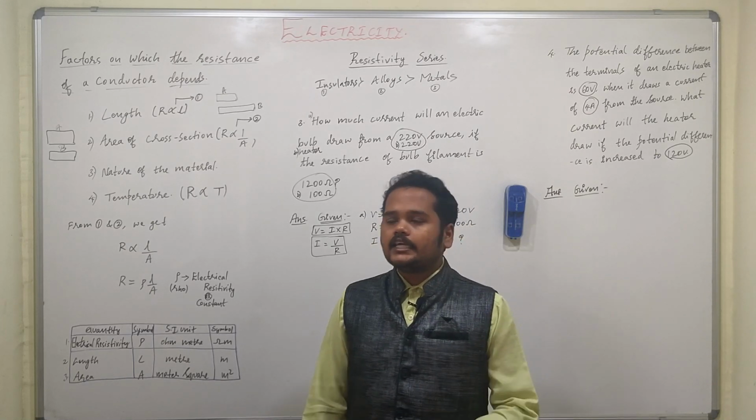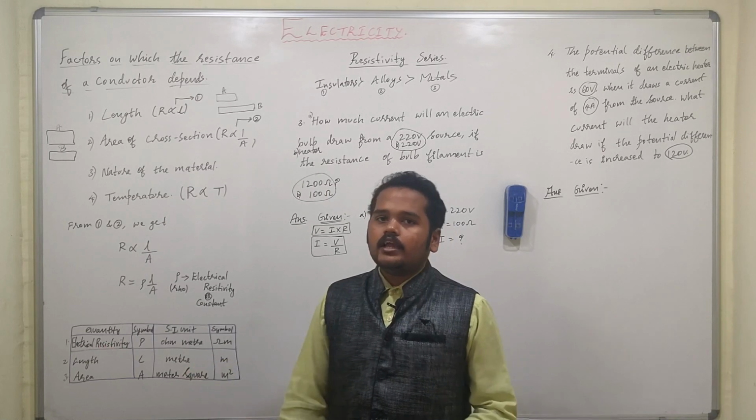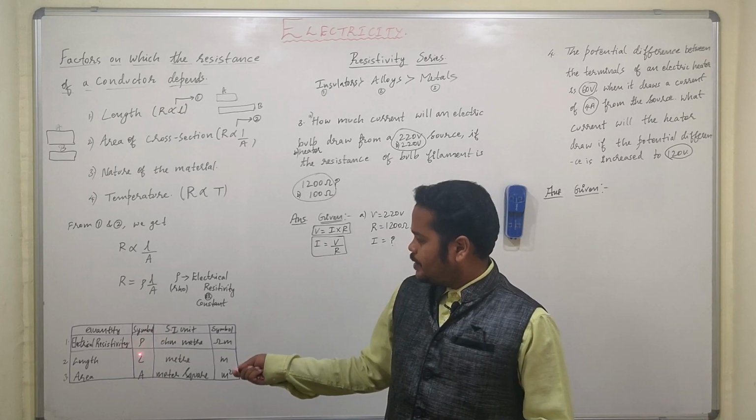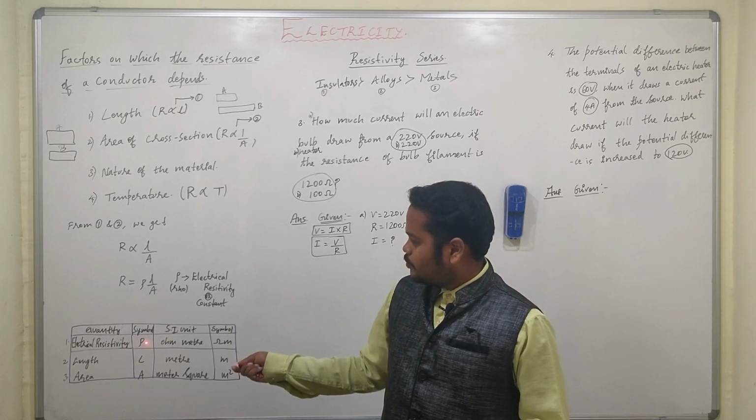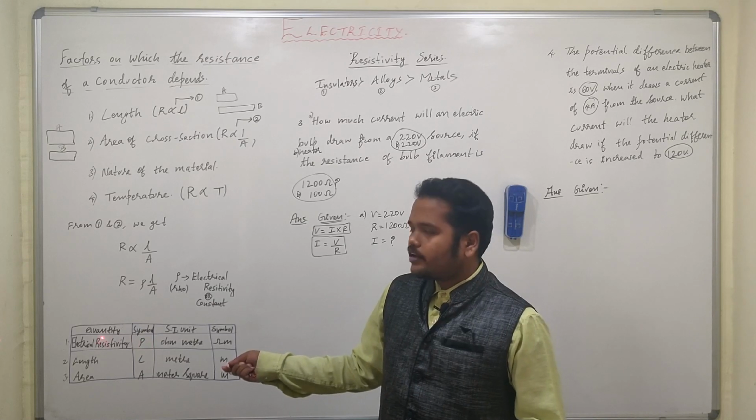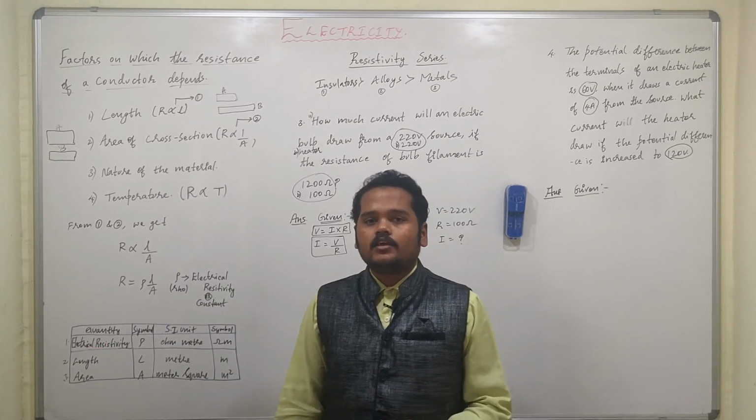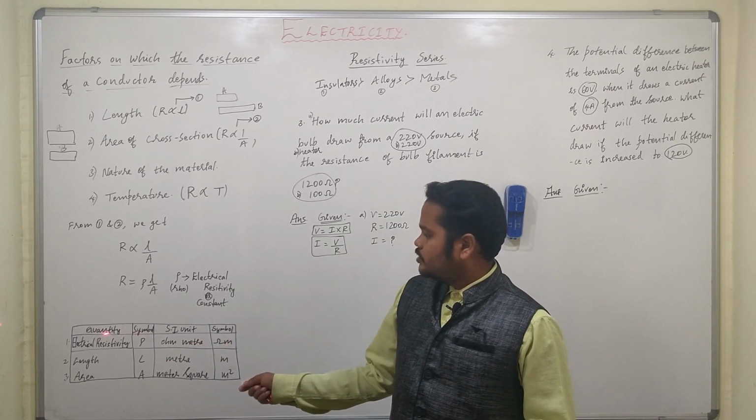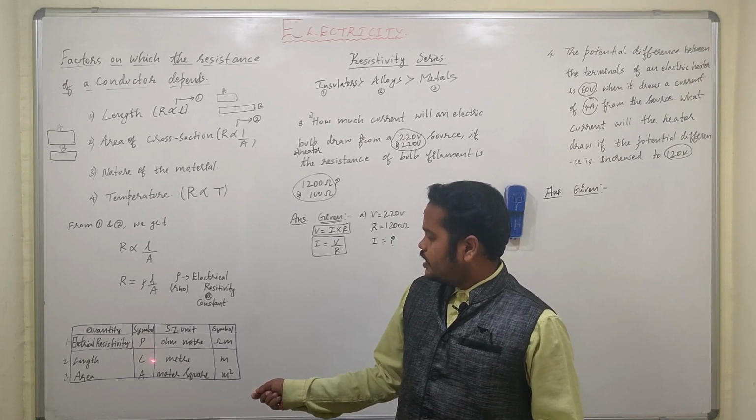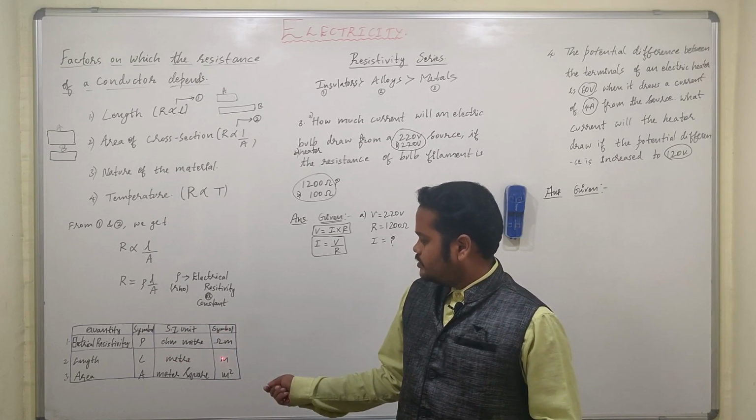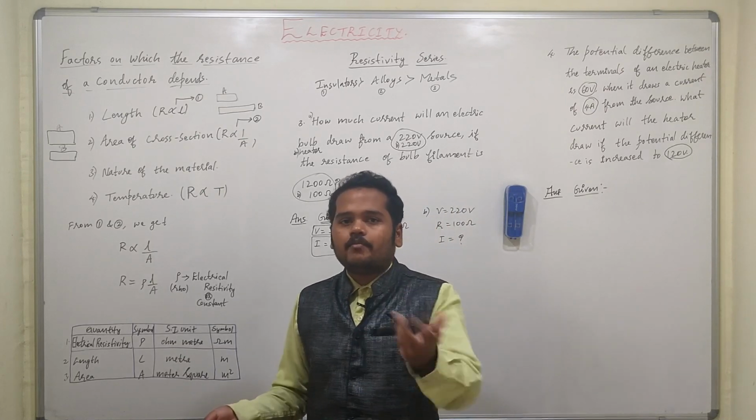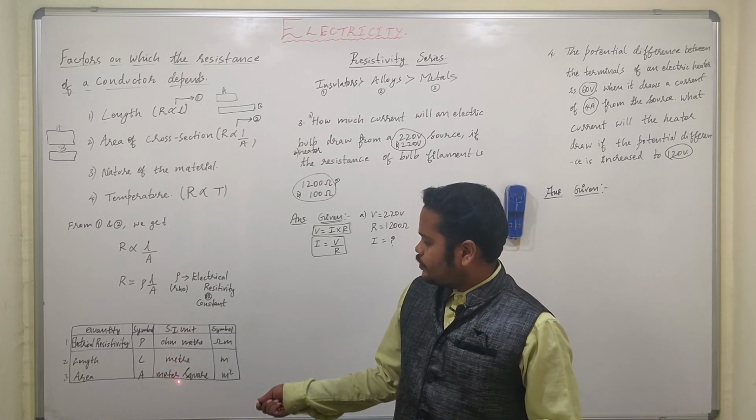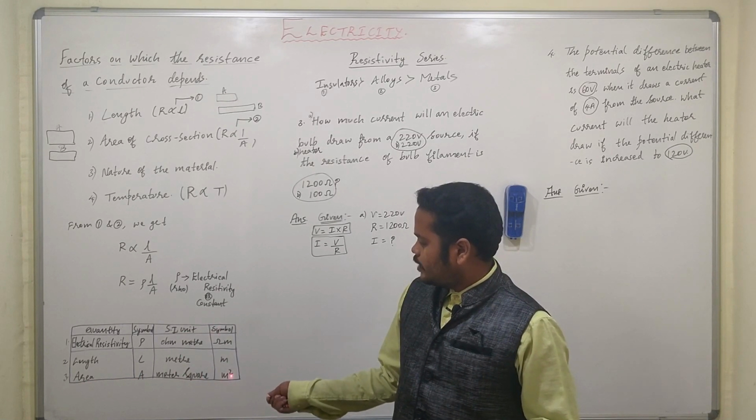The first one, electrical resistivity. The symbol of electrical resistivity is rho, a P kind of symbol. The SI unit of electrical resistivity is ohm meter. You have to add meter after ohm. Next, length, symbol is capital L, SI unit is meter, symbol is m. Area has two dimensions, length and breadth. So meter into meter, meter square. Symbol of area is A, SI unit of area is meter square, symbol is m squared.